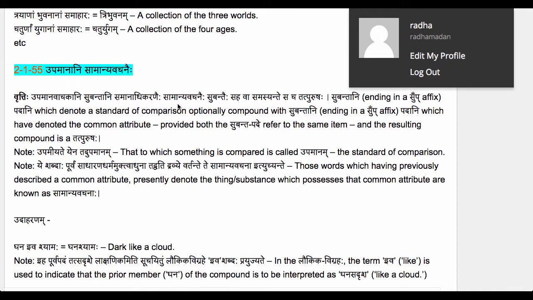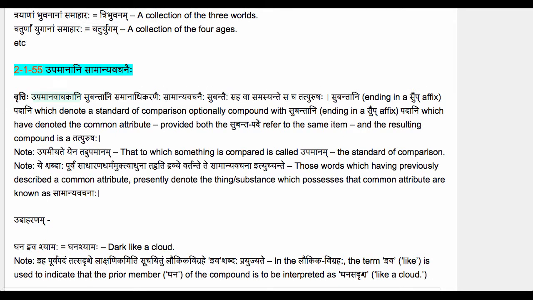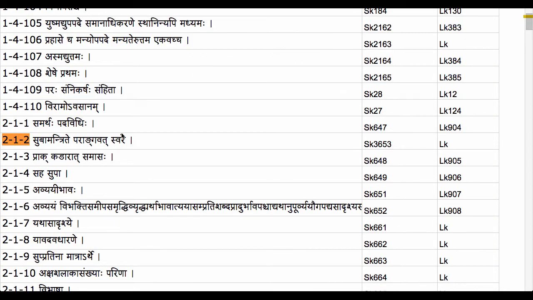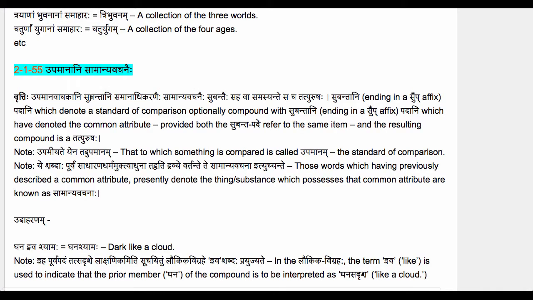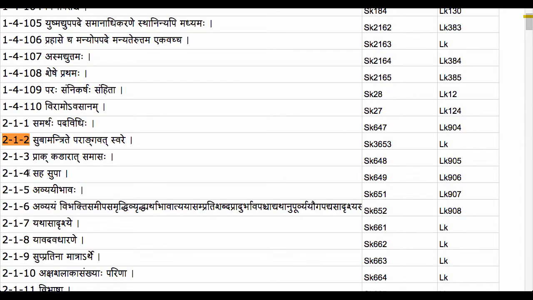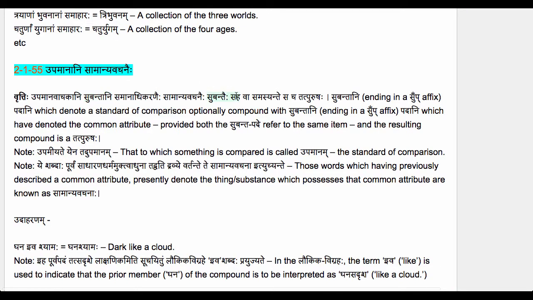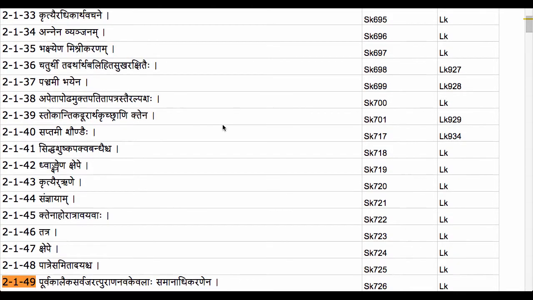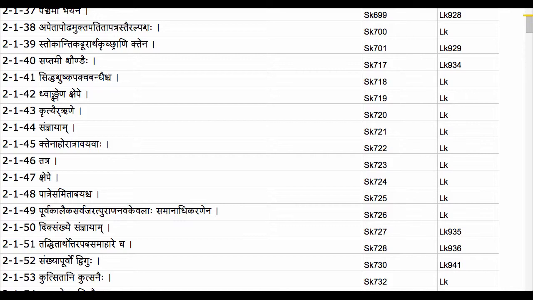The vritti states Upamana vachakani subantani samanadhikaranaihi samanya vachanaihi subantaihi saha vasamasyante sacha tat Purushaha. We know very well the anuvritti of sup is coming down from 212, Subhamantrite parangavatsware. This is why the vritti says Upamana vachakani subantani. And also anuvritti of sahasupa coming down from 214. That's why the vritti says Samanadhikaranaihi samanya vachanaihi subantaihi saha. And we already mentioned the anuvritti of Samanadhikaranena is coming down from 2149. And of course, we are in the adhikar of vibhasha, which comes down from 2111. That is why the vritti says vasamasyante.